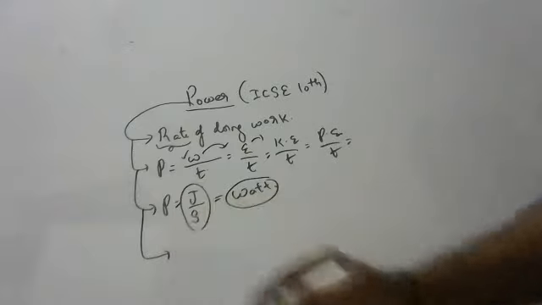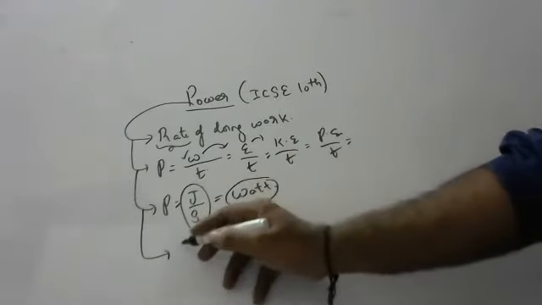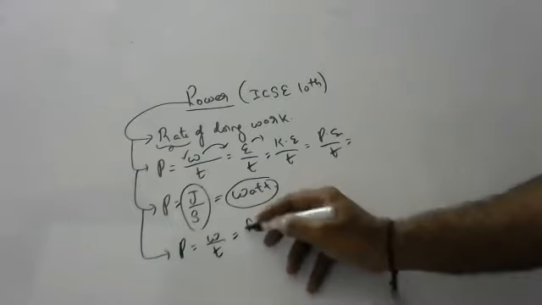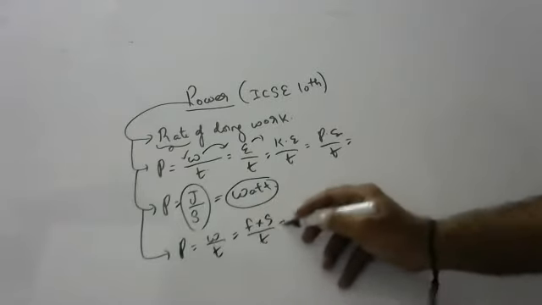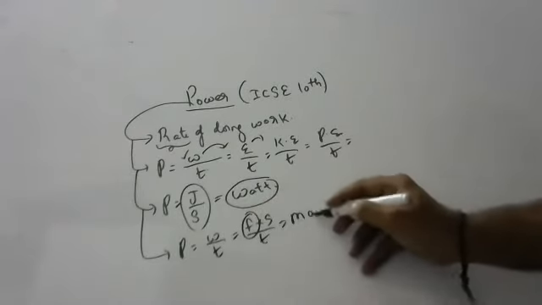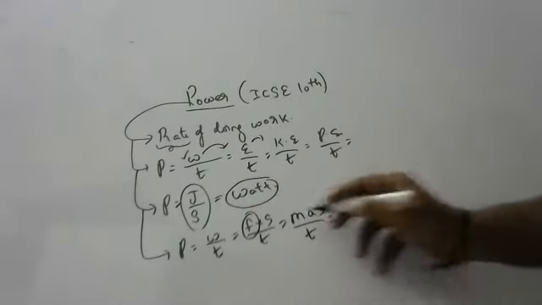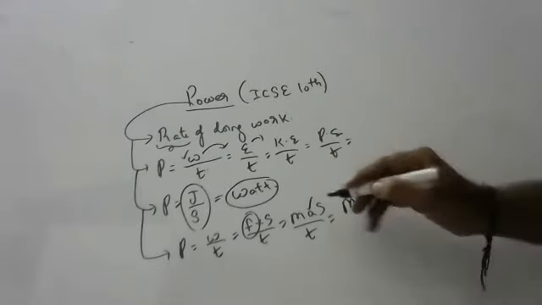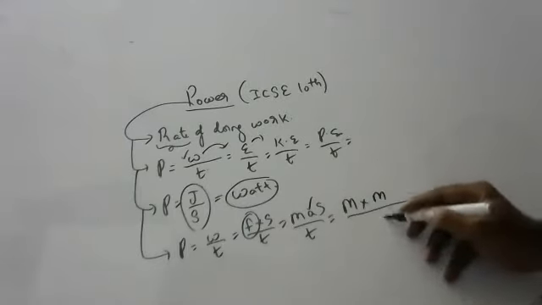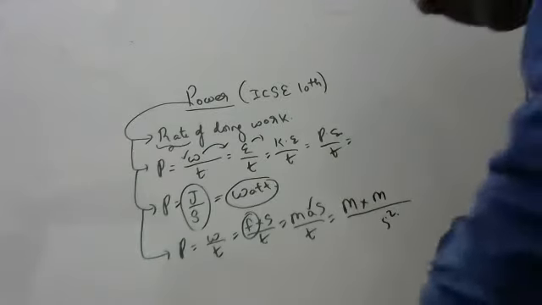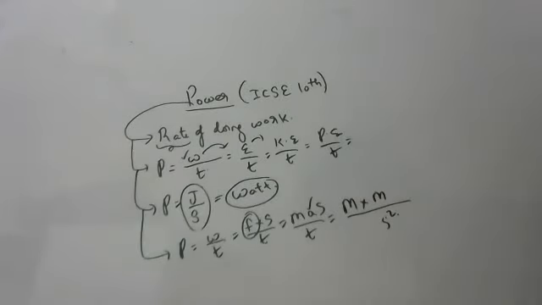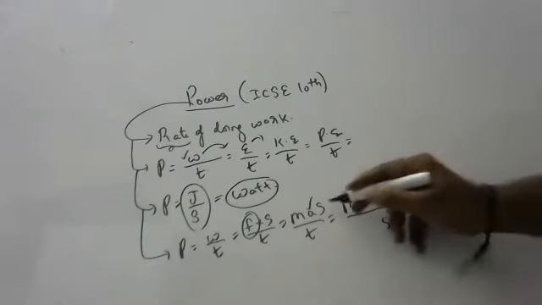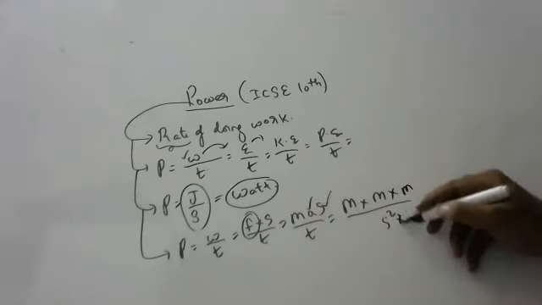And coming to the dimension formula, children, power is equal to work by time. Work means force into displacement by time. Force means m into a, into s, by time. M means mass. Acceleration is meter per second square. Distance is also meters.